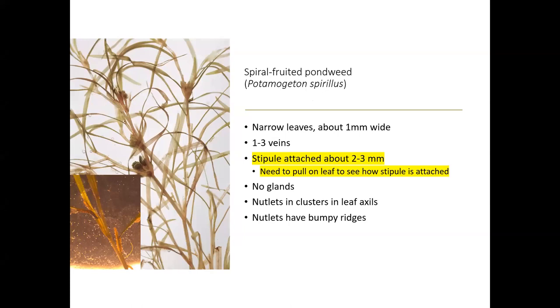Another common plant, this is a spiral fruited pondweed or Potamogeton spiralis. Again, the leaves are narrow, about 1 millimeter to 2 millimeters wide. It usually has 1 to 3 veins, in my experience, usually 3. The stipule is attached about 2 to 3 millimeters, but you need to pull on a leaf to see how the stipule is attached. I've got that picture that I had shown earlier that shows the leaf being pulled away from the stem, and that little fringy bit, that tab sticking up from the leaf, tells you, okay, that is the free portion of the stipule. And the stipule is attached to the leaf below that, the section that's closer to the stem than that free portion.